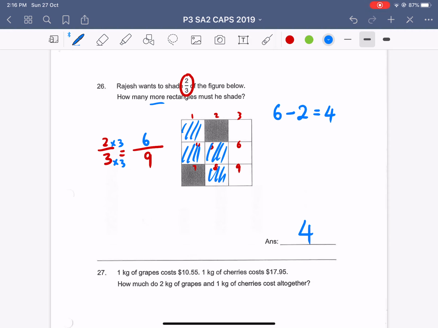Alright, so you should not get this question wrong because we have done this in the workbook before. Okay, something very familiar.